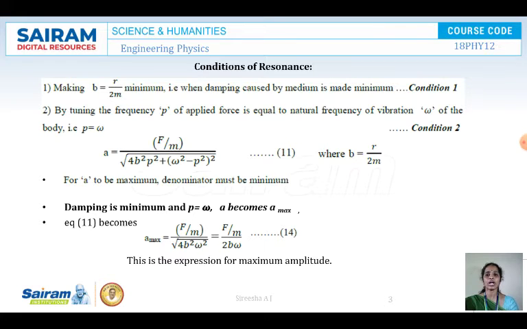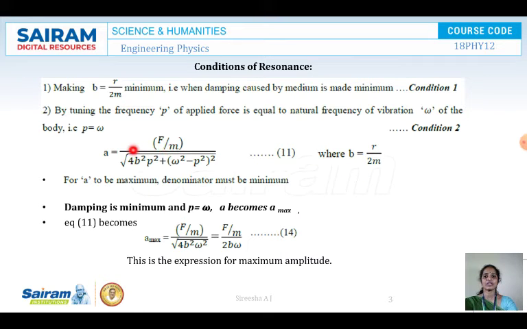Now here there are two conditions based on equation 11 which we have seen in the forced vibration. This is the equation: A is equal to F by M into the root of 4B square P square plus omega square minus P square whole square. This is equation 11, which we derived as the equation for amplitude, by equating the coefficients of sine and cos functions and dividing those two equations. Here B is nothing but R by 2M.